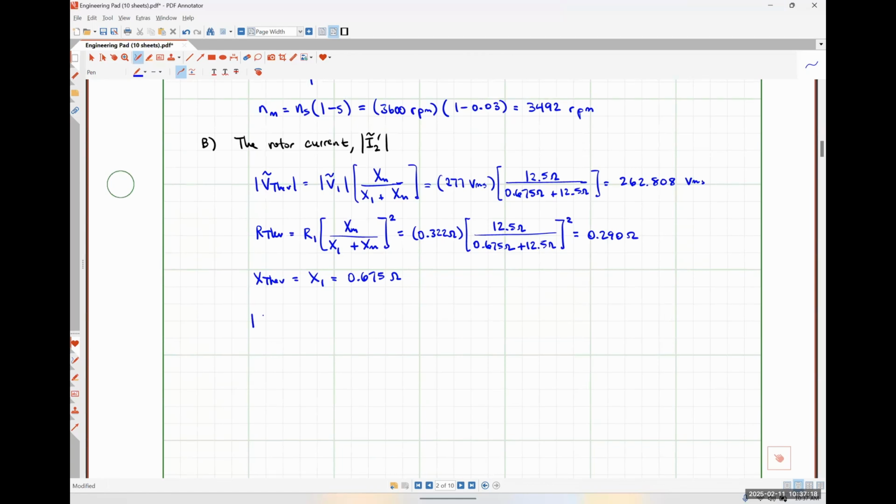So the magnitude of our rotor current is the magnitude of our Thevenin voltage divided by the square root of the quantity RThev plus R2 prime over S, squared, plus the quantity XThev plus X2 prime, squared. All of this goes underneath the square root sign.